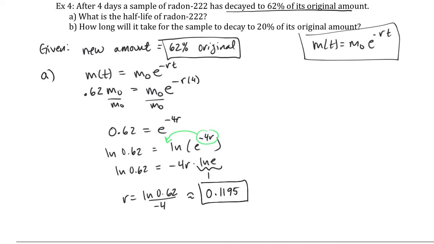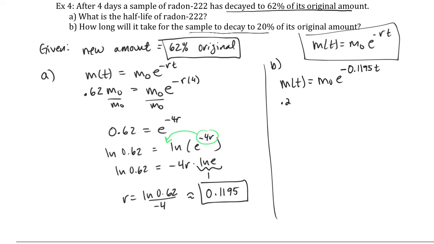All right, and now we can write our model. So m of t is equal to m naught times e to the negative r, so it would be negative 0.1195 times t. Okay, and in part B, we want to know how long will it take for the sample to decay to 20% of its original. So we write 20% as a decimal, 0.2 of the original, which is m naught, and then that would be times e to the negative 0.1195 t.